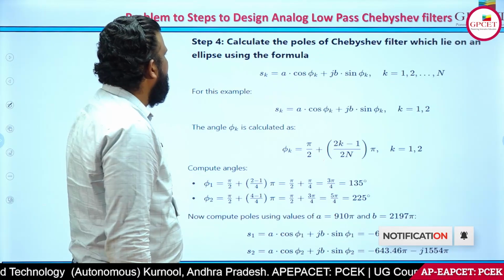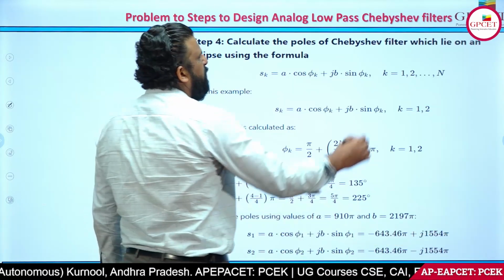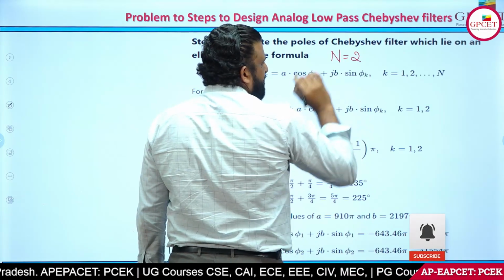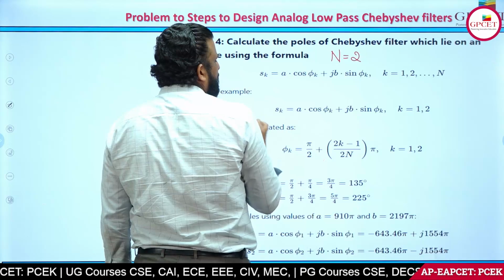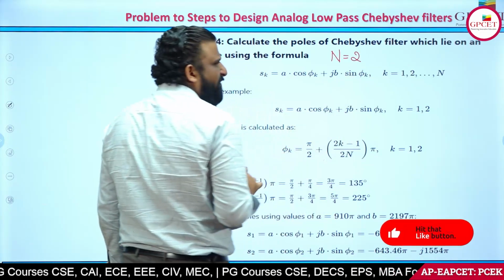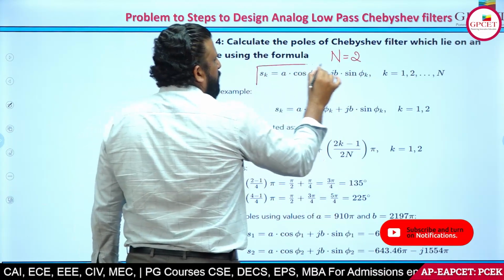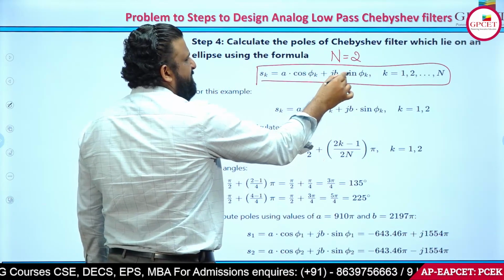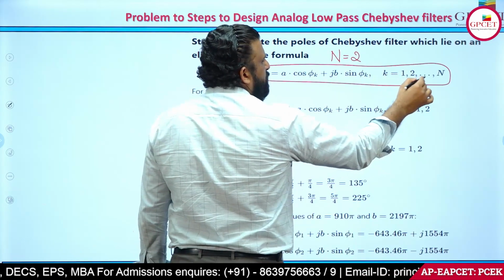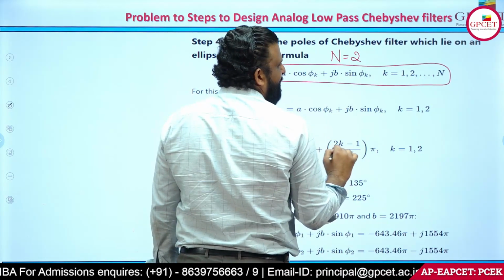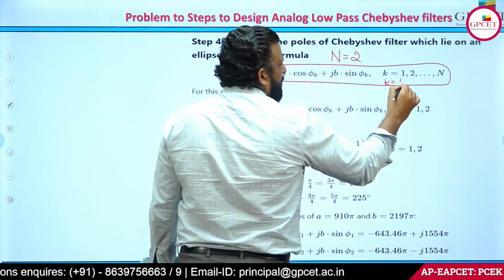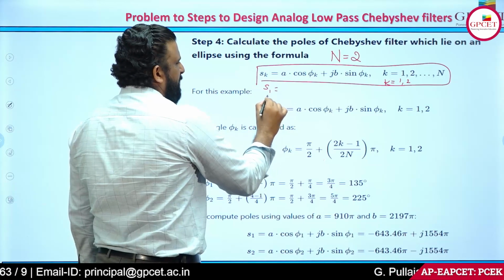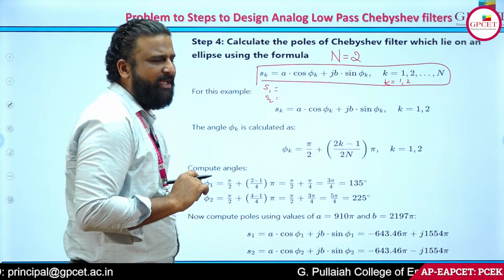In step 4 we need to find out the values of poles. So how many poles do we have to find out here? Because we got capital N is equal to 2 in step 2. So I need to find out 2 poles. So what is the formula we studied? Sk is equal to A cos phi k plus jB sin phi k, where k is equal to 1, 2, and so on up to capital N. So what is the value of capital N? So k is equal to 1, 2. 2 poles I need to find out.